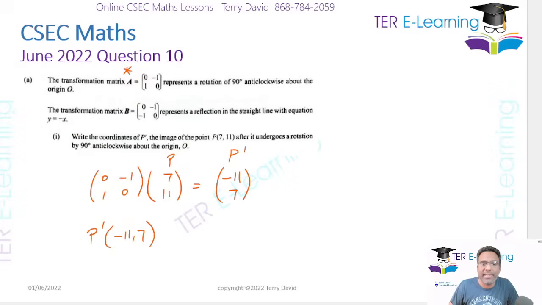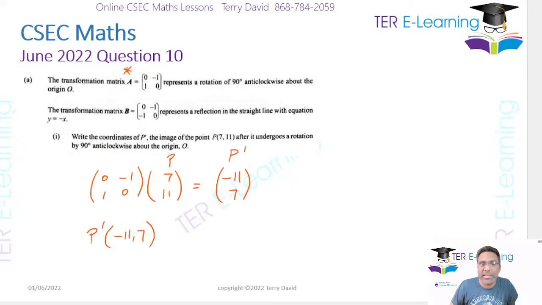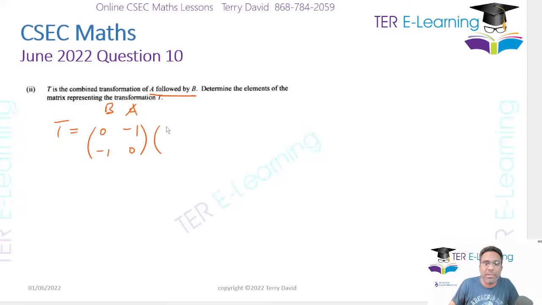So B in this case is 0 minus 1 minus 1 0. So 0 minus 1 minus 1 0. And I'm multiplying that by A, which is 0 minus 1 1 0. 0 minus 1 1 0. So we're going to do this as row by column. So let me see how this is going to work now.